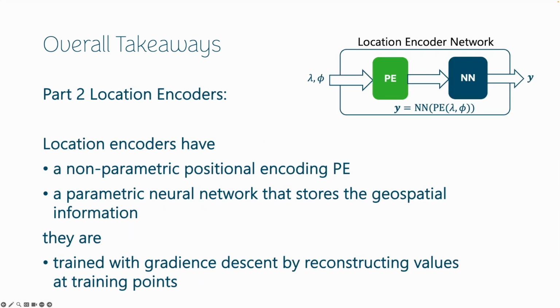In the second part, I talked about location encoders and this research line that has somewhat independently emerged, mainly motivated by species distribution mapping. So the idea here is that you have a location encoder also with positional embedding and a neural network. And you have this non-parametric positional embedding to put the coordinates into a higher dimensional vector of higher frequencies, usually in that case not too different to a Fourier series. And then you use the neural network with weights to store the geospatial information. And these can be trained basically with gradient descent by reconstructing values at any points, which is nice because you can implement everything in Torch and it works.